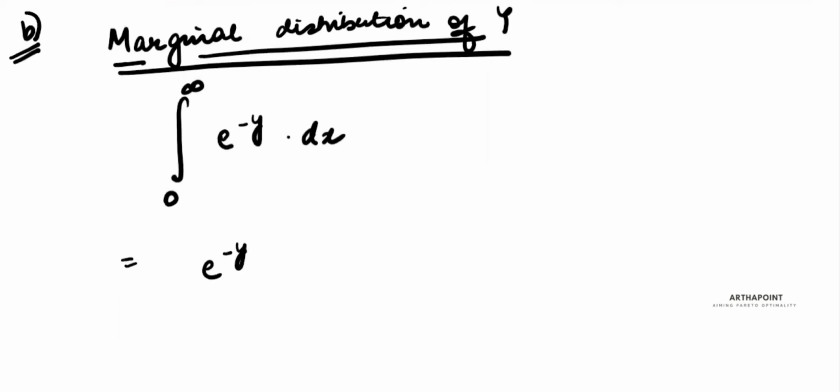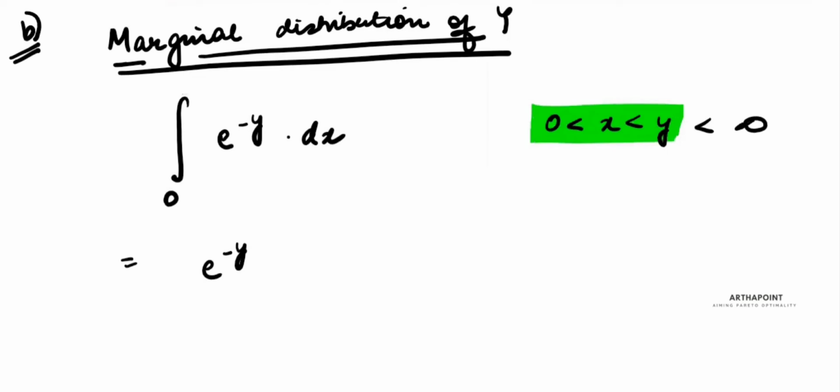And now I'm going to understand this. Look here, my x was between 0 to y and y was between 0 to infinity. So ideally, because for x my range is between 0 to y, I'm going to put 0 to y here, right? And because I'm integrating over x and there is no x in the function, I will take e to the power minus y as constant, and it's like saying that I'm integrating 1.